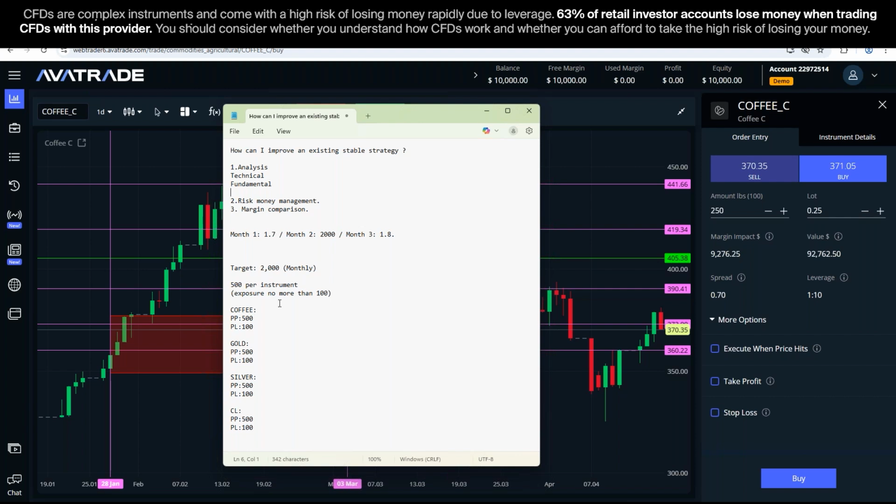I hope it makes sense. Of course, what I wrote here is just an example, there is nothing specific in here. You can change the numbers, the ratio, everything. We're just using it as an example.